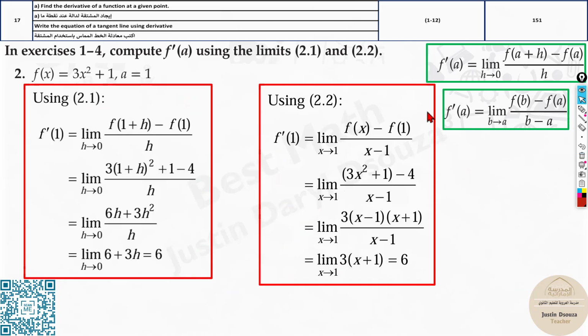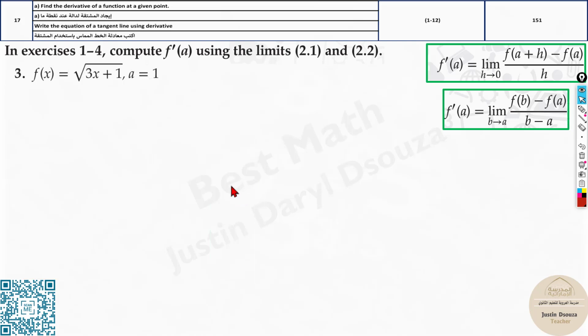A quick reminder, I will be solving as many problems as possible in writing, but once you have understood, please solve them by yourselves and you can move forward at your own pace. Now we will look into this problem. Here we have a square root. Same thing, we will use both the formulas and solve.